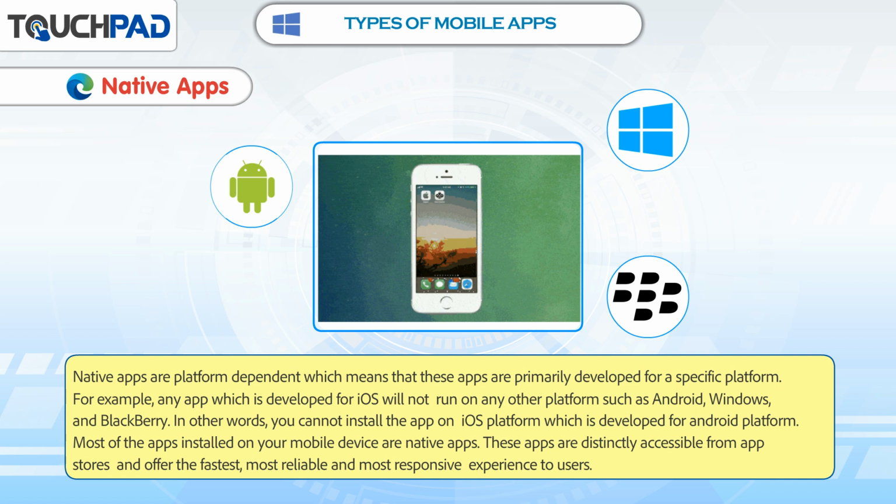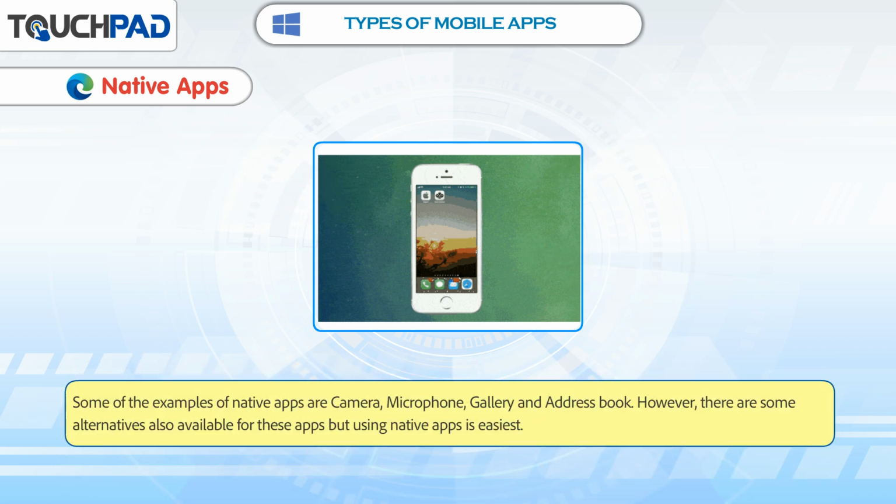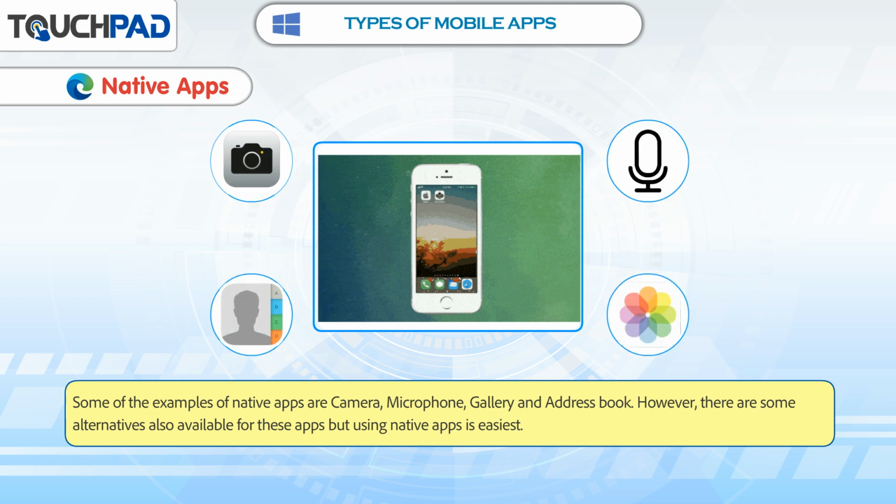Most of the apps installed on your mobile device are native apps. These apps are distinctly accessible from app stores and offer the fastest, most reliable, and most responsive experience to users. Some of the examples of native apps are camera, microphone, gallery, and address book. However, there are some alternatives also available for these apps, but using native apps is easiest.